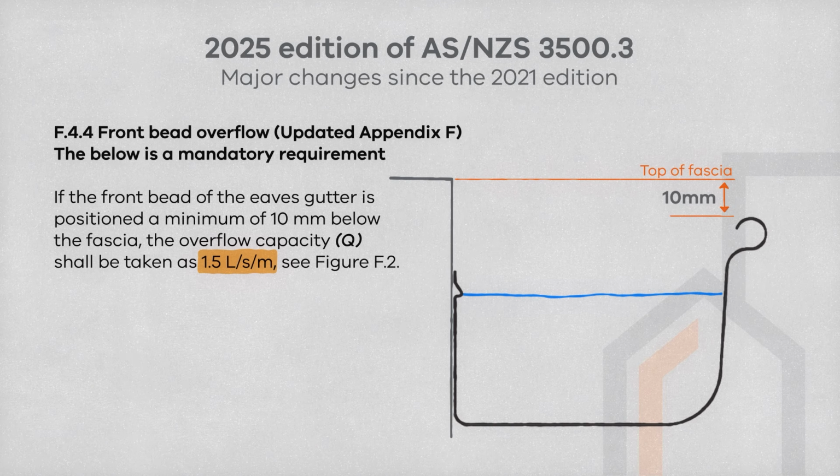However, it's important to note this method can only be used if the required overflow capacity is 1.5 liters per second per meter or less. If the calculated requirement is higher, or the 10 mm low front cannot be achieved, you must use another overflow method, such as slotted gutter or back gap overflow.